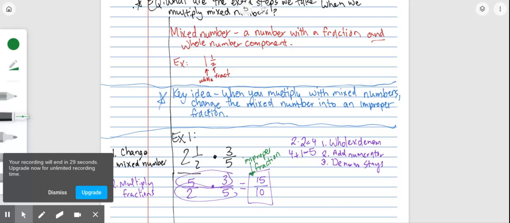So remember to do this: we do the top number, the numerator, divided by the bottom number, the denominator. So 15 divided by 10. 10 does not go into 1, so we put a 0 there. 10 goes into 15 one time, and that's 10. And we have 5 left over. So this is my whole number, and this is my numerator. So this becomes 1 and 5/10.